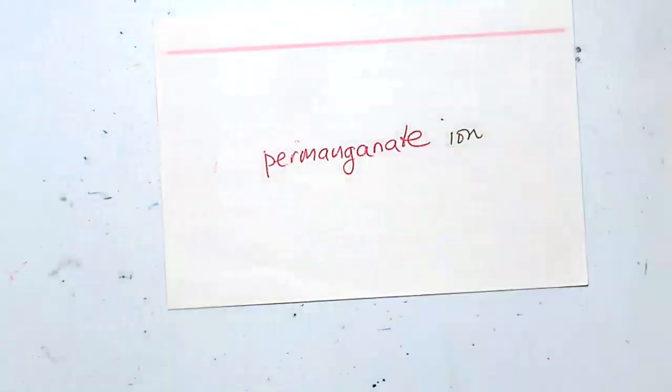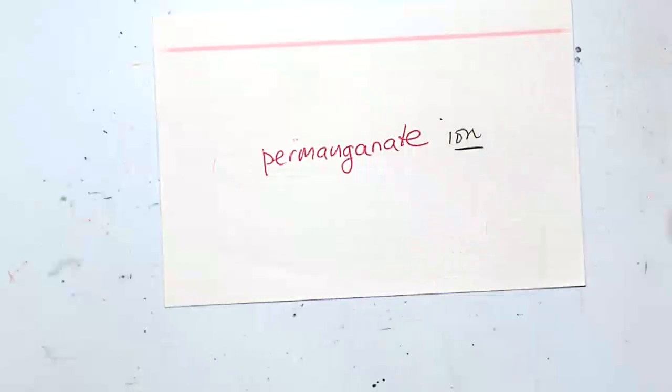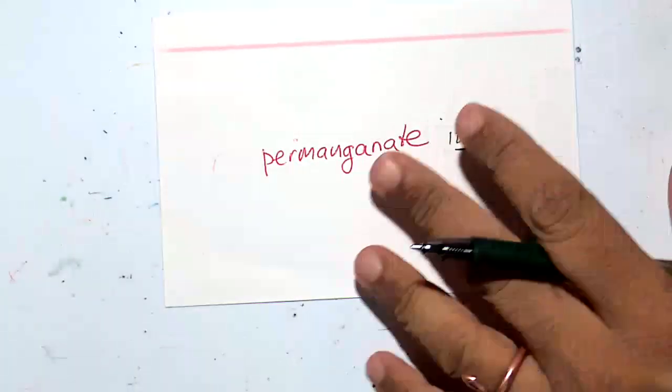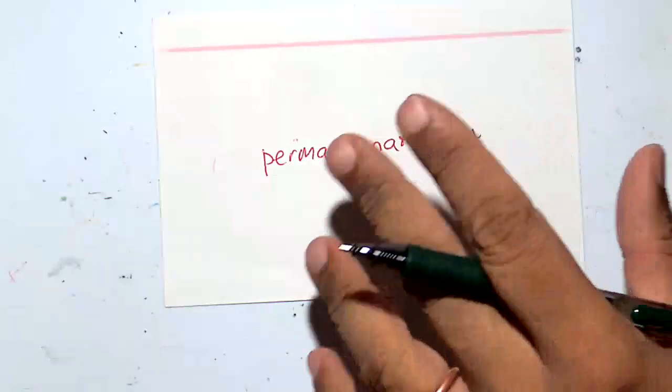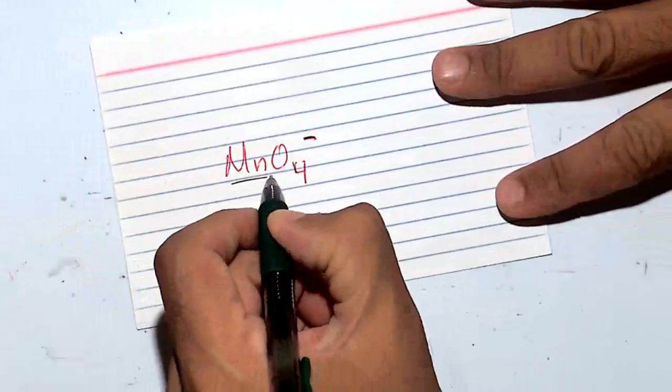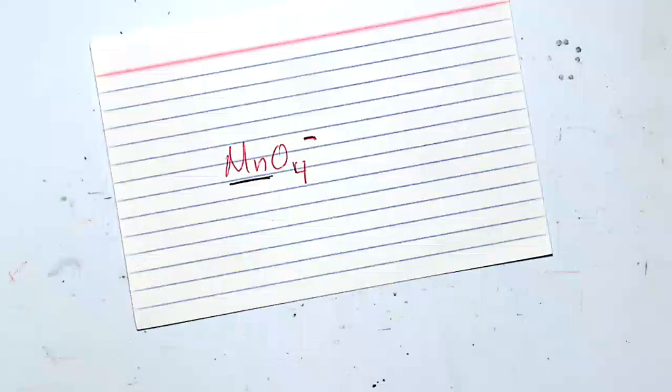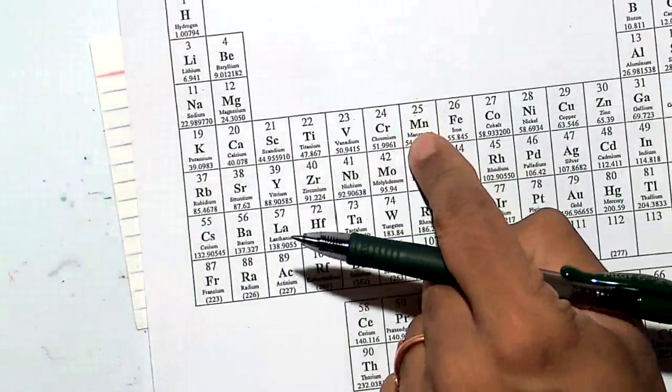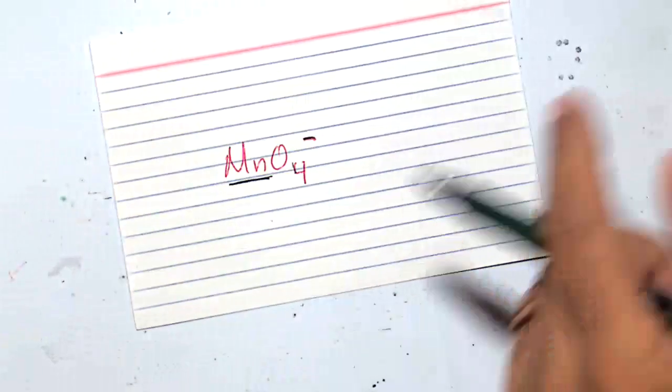Okay. What is the permanganate ion? It's a little difficult one. Permanganate. It's an ion, so it has a charge. So what's the formula for permanganate? Mn, what's Mn? Manganese. And what's the O? Oxygen. So this is going to be MnO4. And what's the whole total charge? Okay, negative 1.